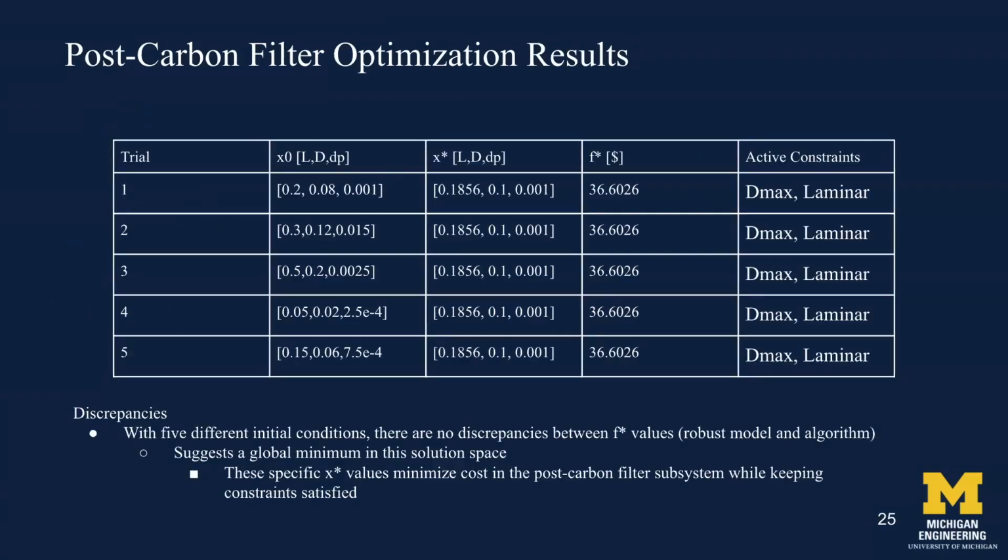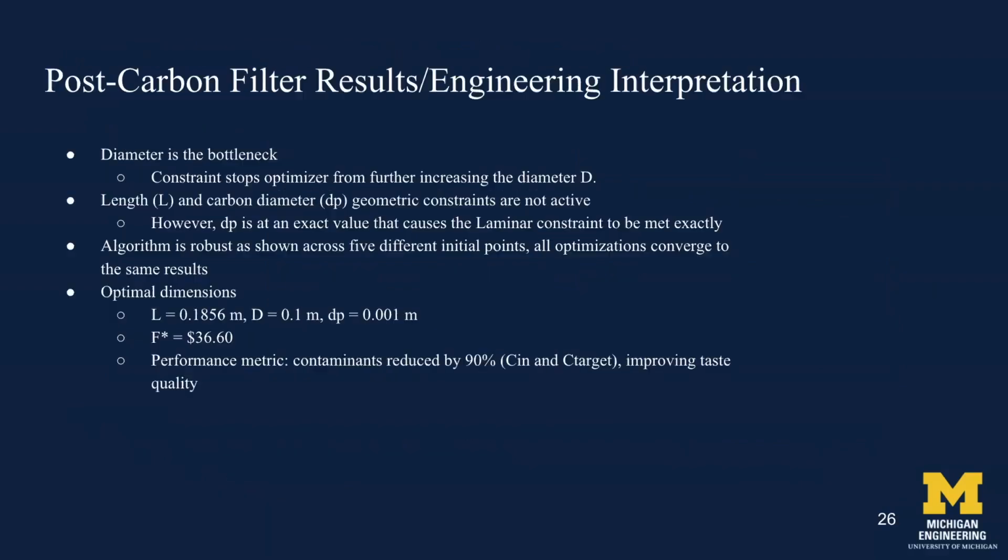Moving on to the result of optimization, each trial had 5 different initial conditions with no discrepancy between X star and F star. X star values are shown with the total cost F star of $36.60. The active constraints are the diameter constraint and laminar flow constraint. Since there are no discrepancies, this suggests a robust model and algorithm, and that our result is a global minimum.